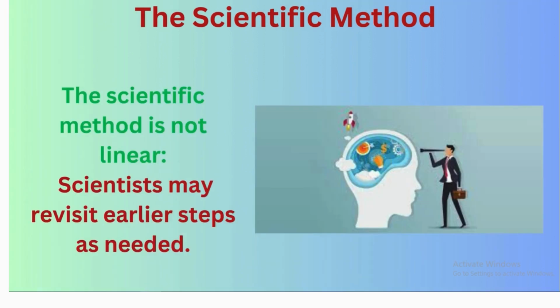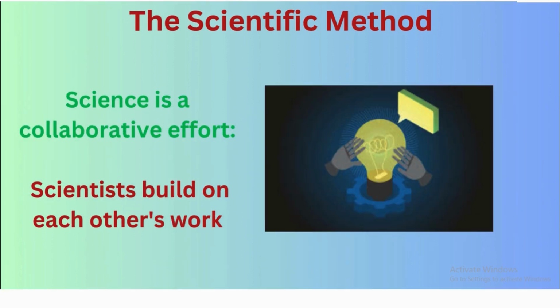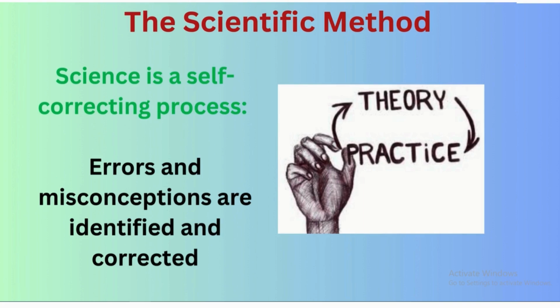So after discussing the characteristics of science and the steps of the scientific method, now we define the scientific method. The scientific method is not linear; scientists may revisit earlier steps as needed. Science is a collaborative effort, and scientists build on each other's work. Science is a self-correcting process. Errors and misconceptions are identified and corrected.